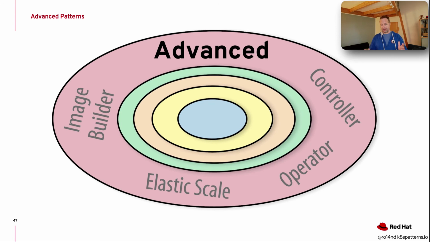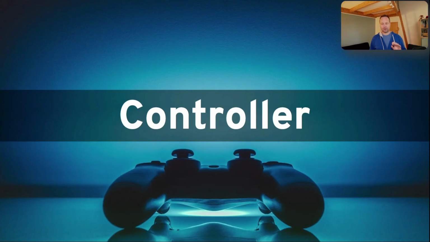So finally, let's have a look at the advanced patterns. These are patterns which do not fit really well in the other categories, but they describe more advanced concepts like elastic scale, which is about the horizontal pod and vertical pod autoscaler based on current resource usage. And also about image builder, which allows you to create container images within a cluster. But for this talk, I've selected the controller and operator, which are very important concepts of Kubernetes itself. Let's start with the controller.